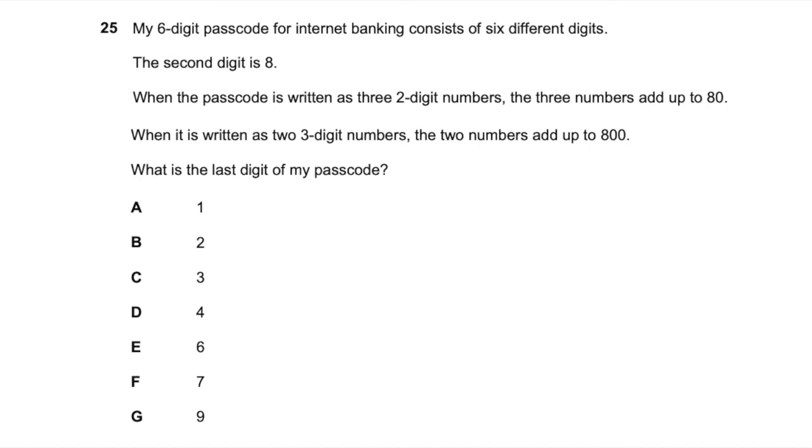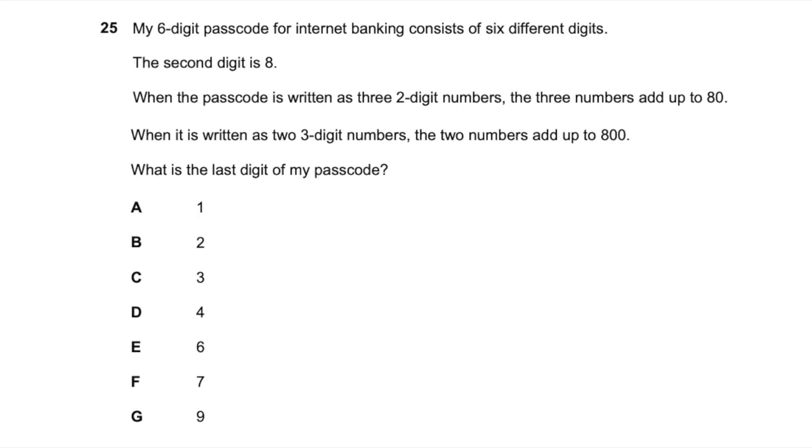Question 25. My 6-digit passcode for internet banking consists of 6 different digits. The second digit is 8. When the passcode is written as 3 2-digit numbers, the 3 numbers add up to 80. When it is written as 2 3-digit numbers, the 2 numbers add up to 800. What is the last digit of my passcode? The correct answer is F, because of the following.